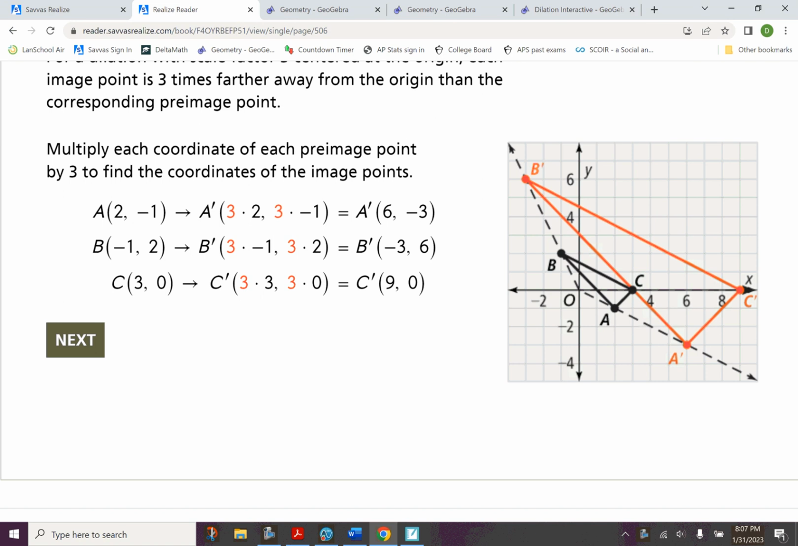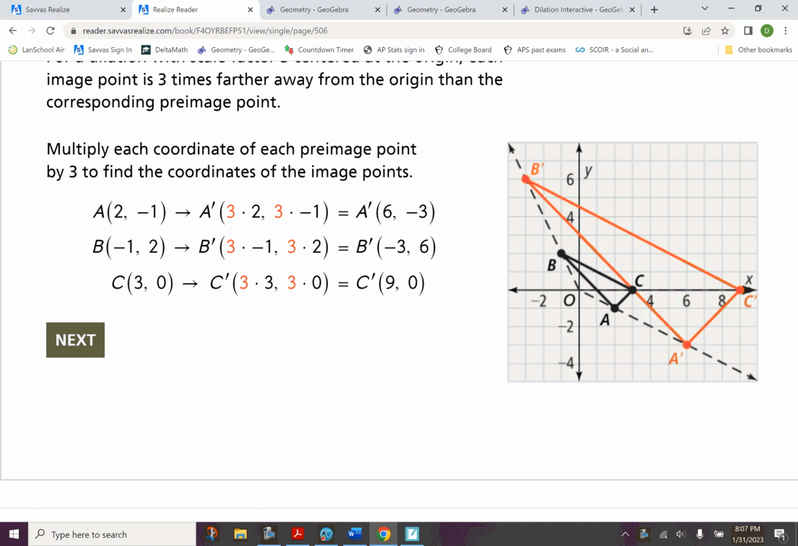So A is at 2, negative 1. Well, 2 times 3 is 6. Negative 1 times 3 is negative 3. A prime ends up at 6, negative 3. B started at negative 1, 2. Well, negative 1 times 3 is still negative 3. 2 times 3 is still 6. B prime ends up at negative 3, 6.